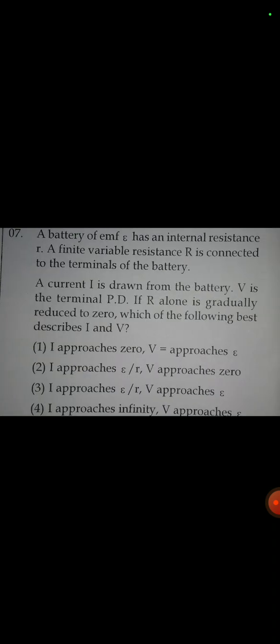The answer is: the current drawn from the battery is I equal to E upon capital R plus small r. Terminal potential difference V is equal to IR. When R is reduced to 0, I is equal to E by small r, where R becomes 0, potential also becomes 0. Therefore, the correct answer is 2. I approaches E by small r, V approaches 0.